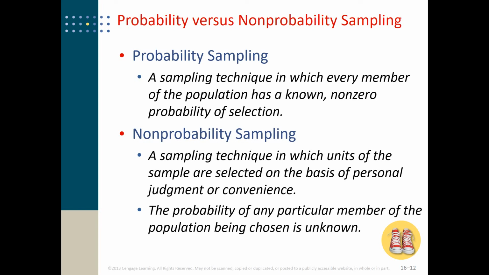The second one is non-probability sampling. Non-probability sampling is a bit arbitrary. Here, the sampling units are selected on the basis of judgment or on the basis of convenience. And in this case, it's difficult to estimate the random sampling error. There is no statistical technique of measuring a random sampling error in the case of non-probability sampling.